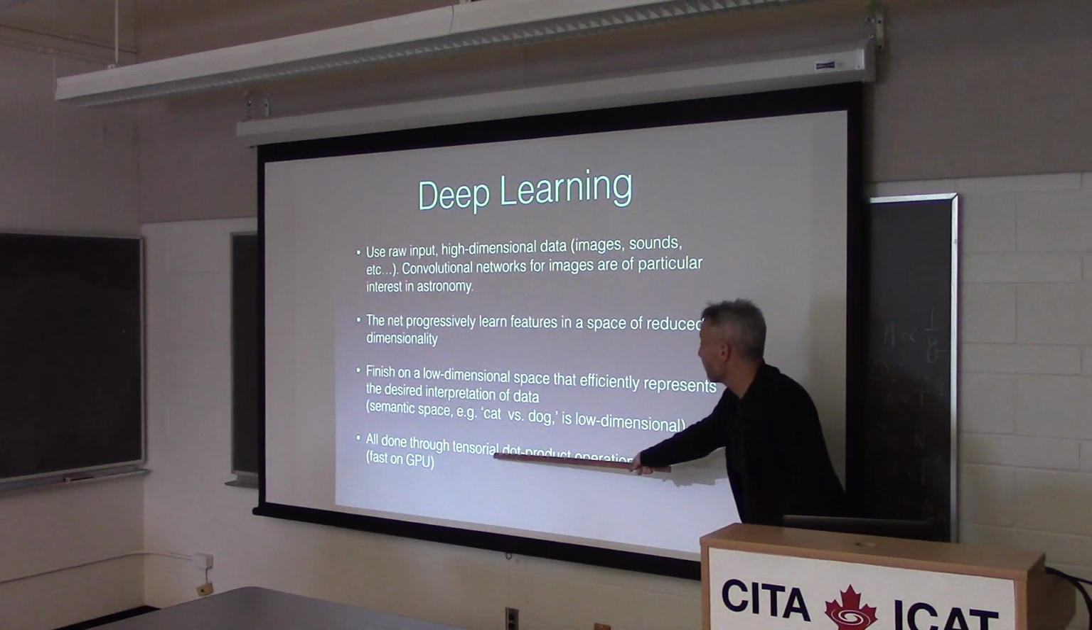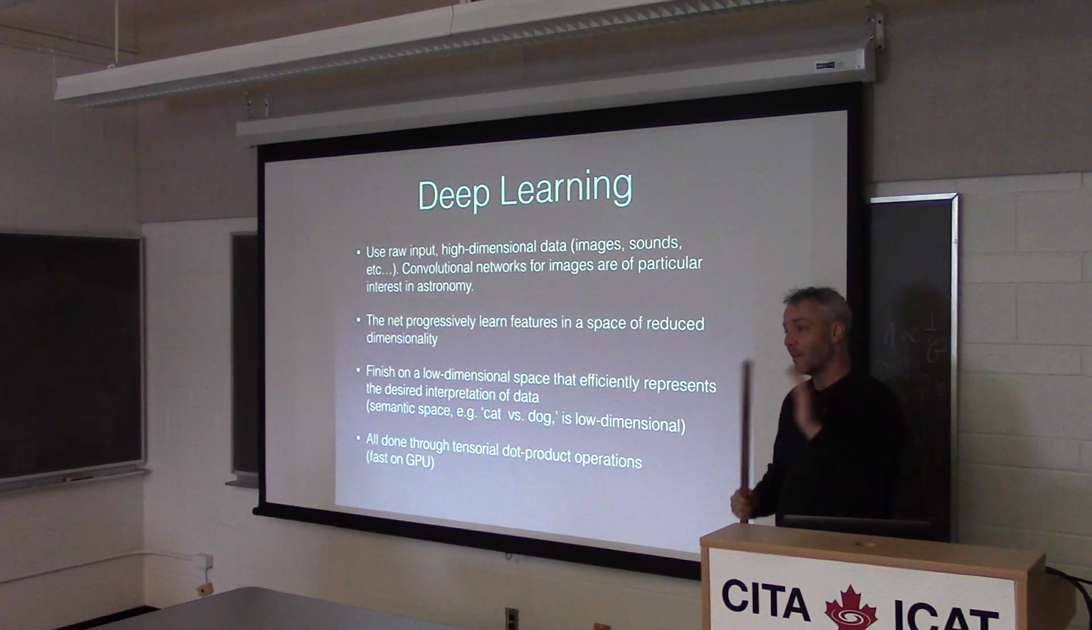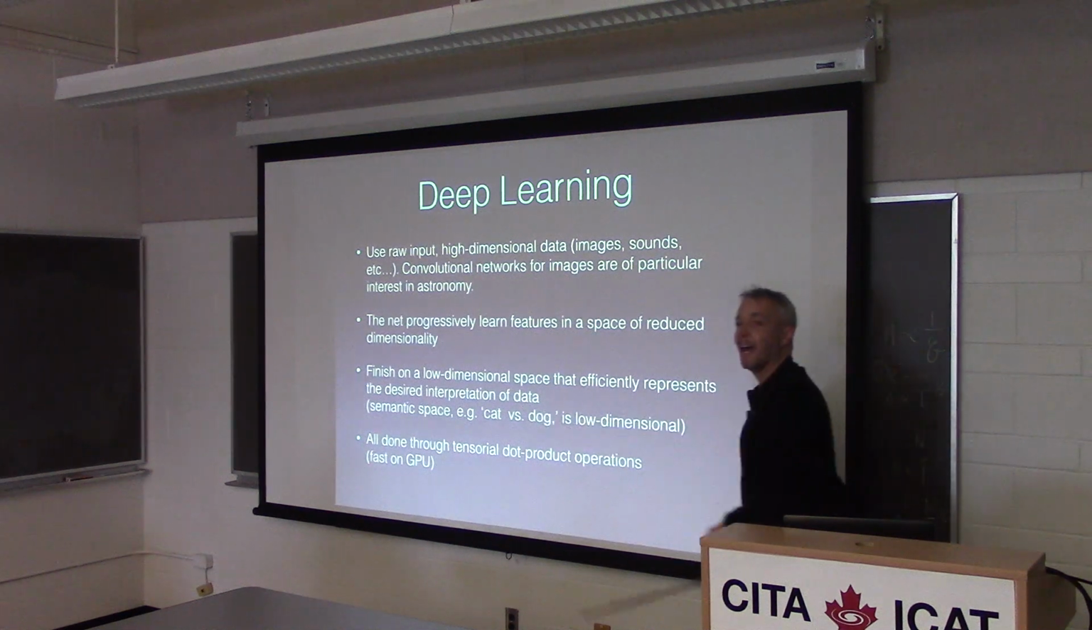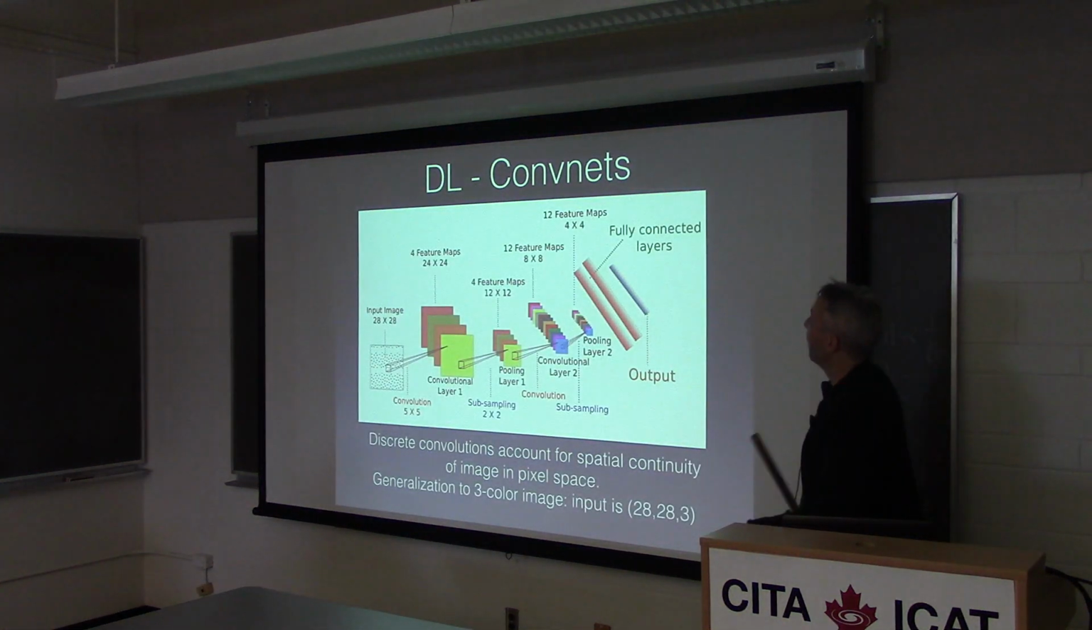All of this is done through tensorial dot products. You do dot products of tensors going through spaces of lower dimensionality, and that turns out to be really fast on GPU. I talked about this fast algorithm. This is just way faster. It's unbelievably fast. And computer scientists have optimized this like hell, so it's actually a wonder of computation.